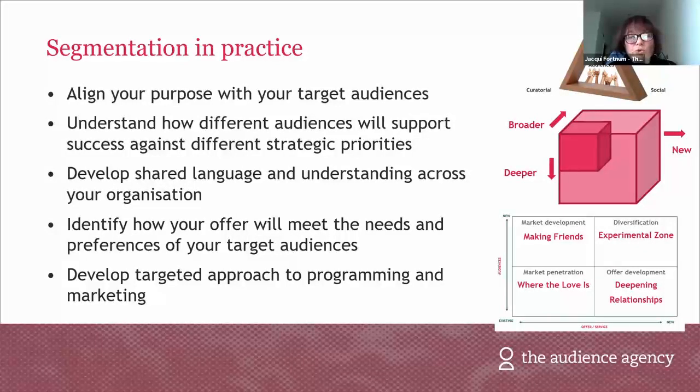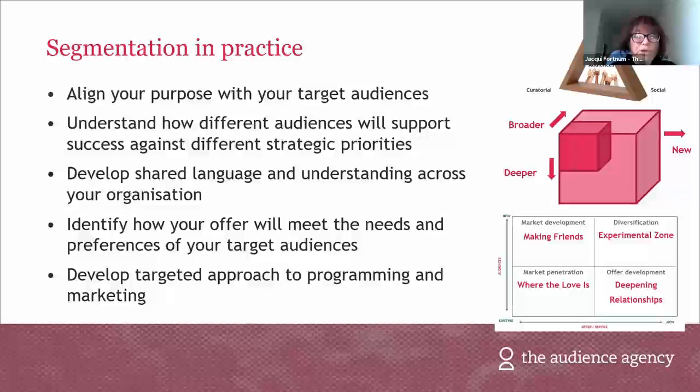And you can also use tools like the Ansoff matrix, which we looked at in the last session, to understand what you're going to do for these different groups of people, whether they're people that you already engage with and you want more of them, or whether you want them to do different things with you, or whether they are new audiences to you and you're going to use different marketing strategies or different programming ideas to engage with them. So overall, it just helps you to be more targeted in everything that you do.